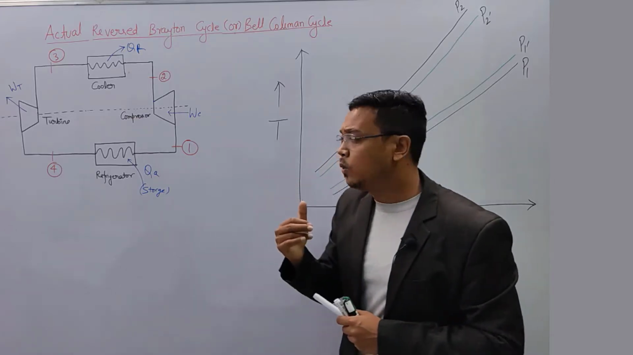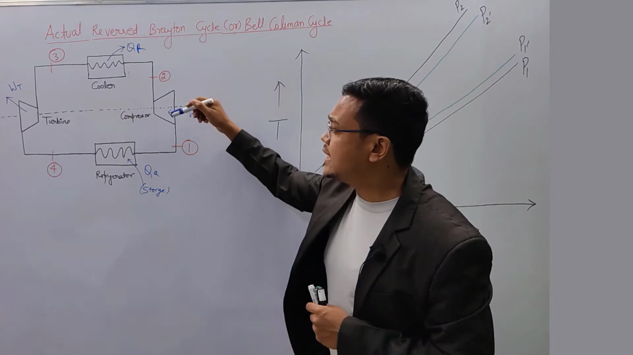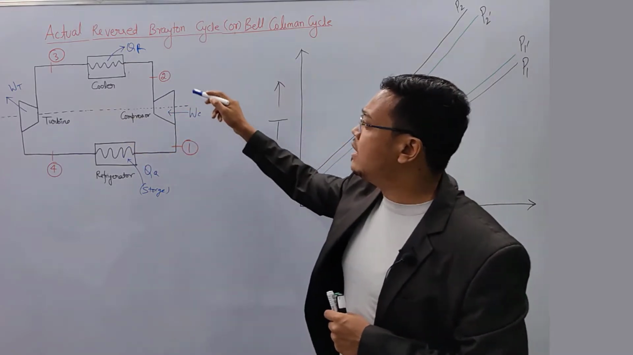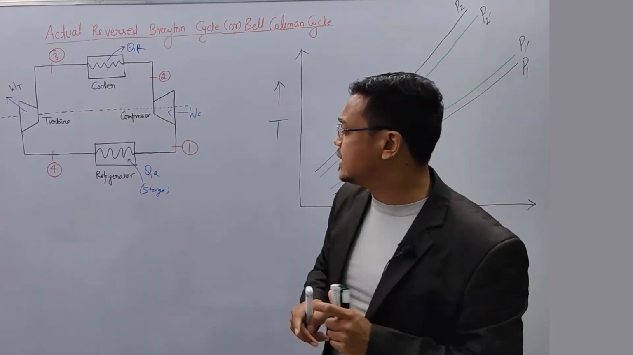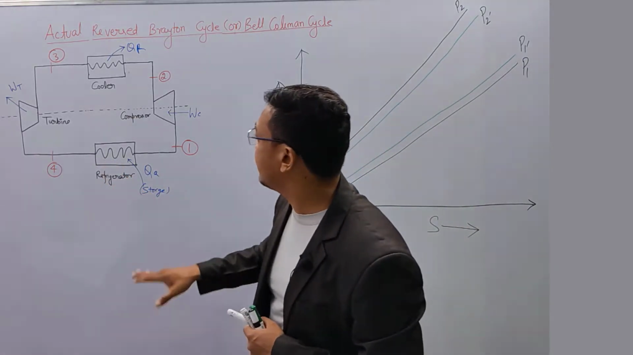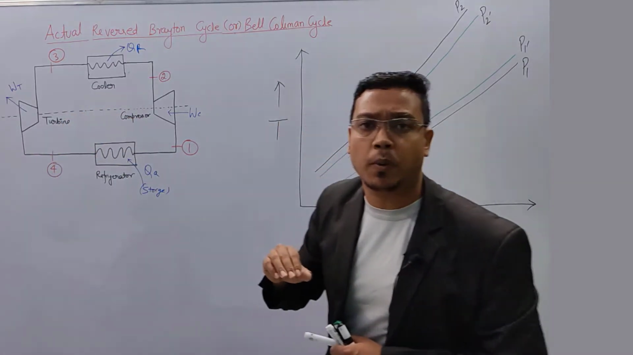Okay, how? And on what processes will the air change? On the basis of what processes? Which process will happen here? Which process will happen here? And in the cooler, in the turbine also.